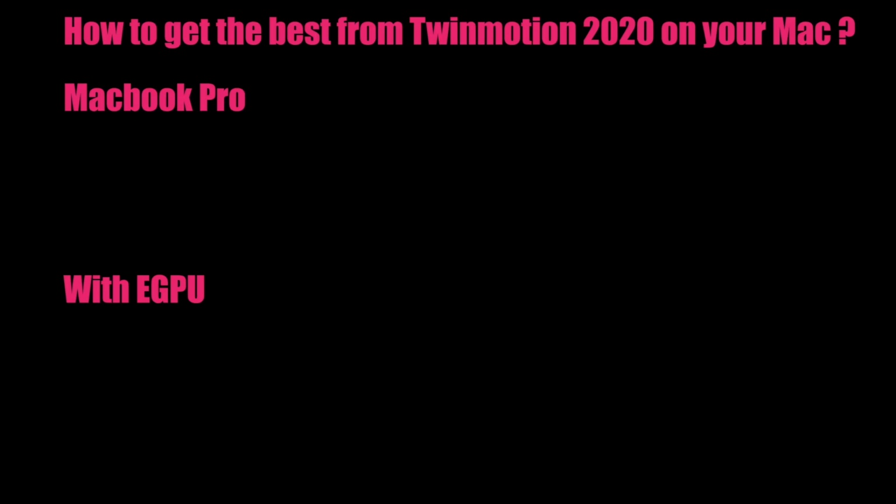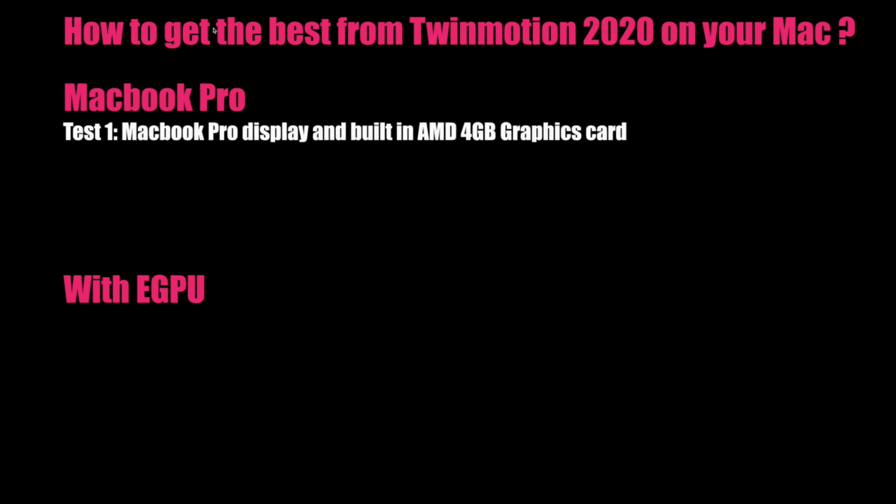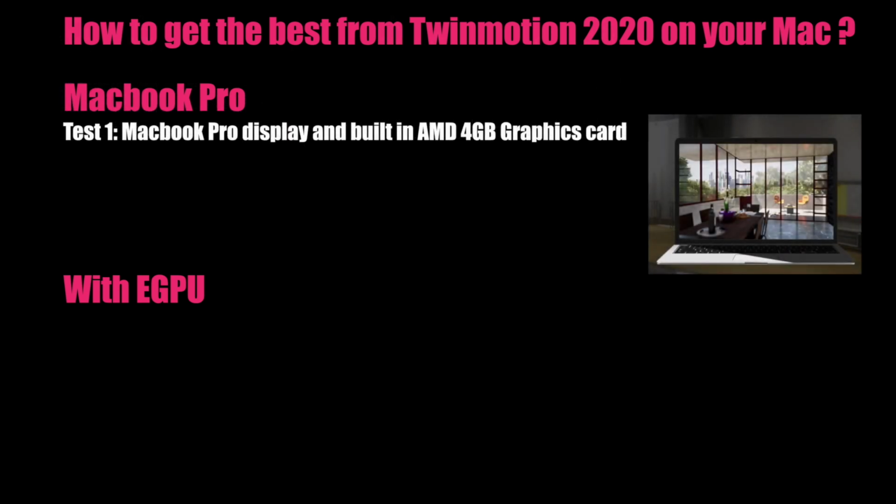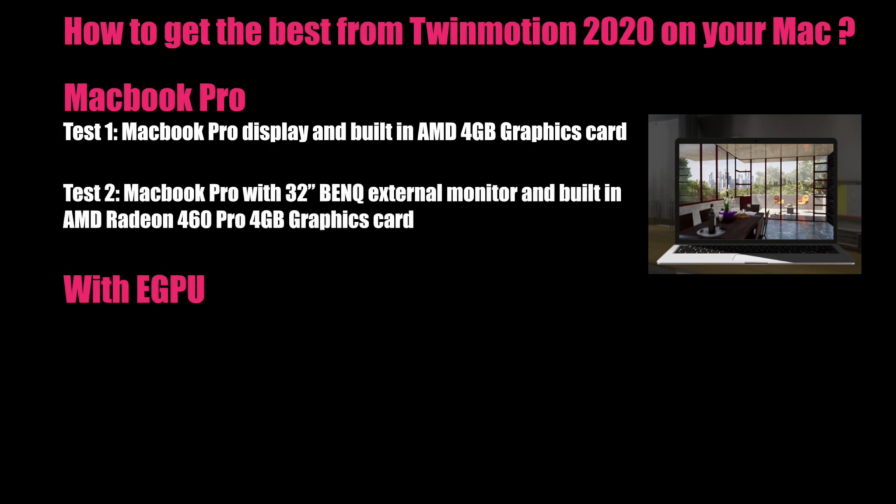Okay, so we're going to take a look at how to get the best performance from Twinmotion 2020 on your Mac. Specifically, we're going to look at running on a MacBook Pro with an internal display and built-in 4GB graphics card. Then we're going to run a second test by plugging that MacBook into an external 32-inch bench monitor and seeing how Twinmotion performs again on the built-in graphics card and how you can get the best performance even in this setup.